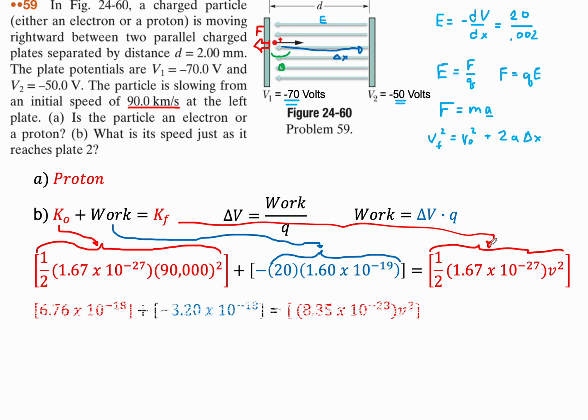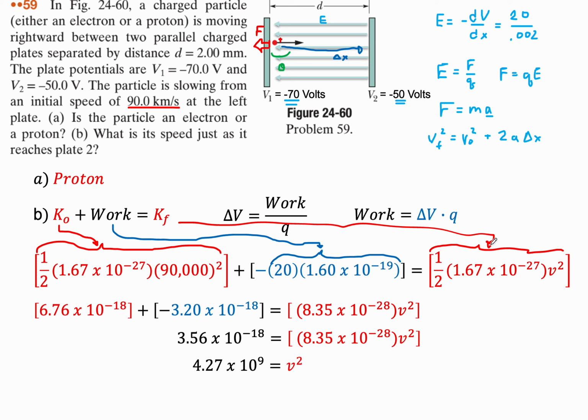Now just doing some algebra. The first two terms reduce down to this if you do the calculations. Combine those together, gives us that. Dividing both sides by that 8.35 times 10 to the negative 28th gives us this. And then finally taking the square root of both sides gives you this. So it'll reach the other side still moving about 65.3 kilometers per second, which is somewhat less than what it started.